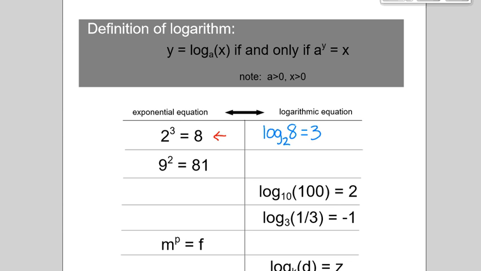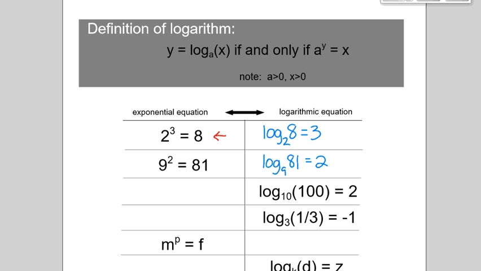Let's do another one. 9 squared is 81. If you write that in logarithmic form, your base is 9, so log base 9 of 81 equals 2. If you take 9 and you raise it to the second power, you get 81. We just rearranged things a little bit.